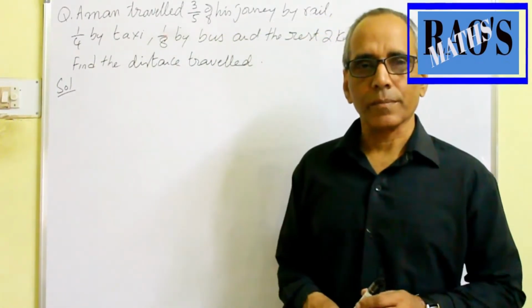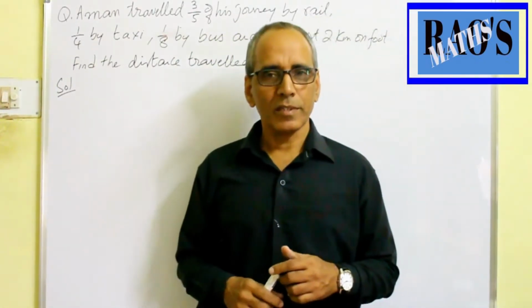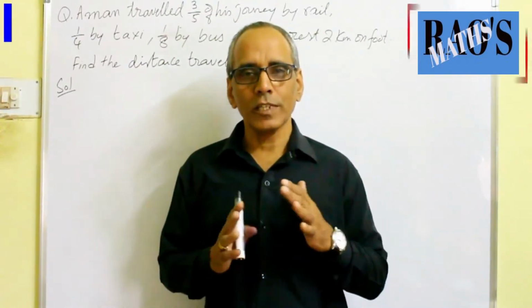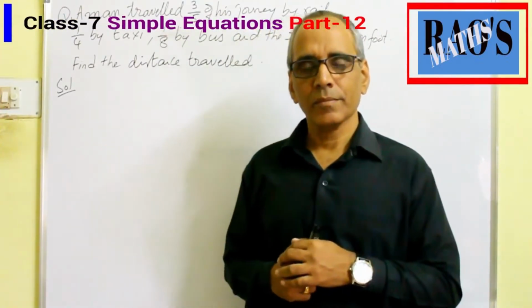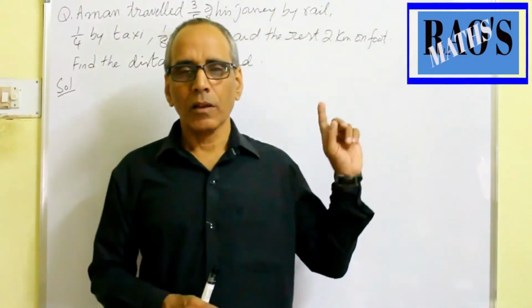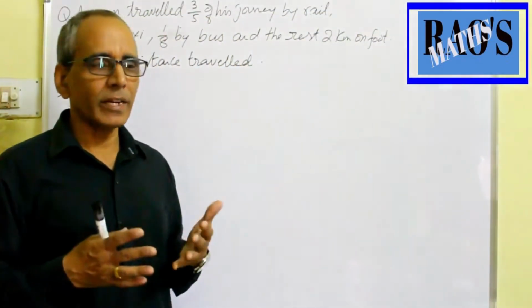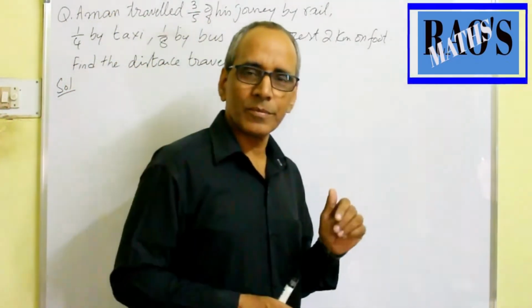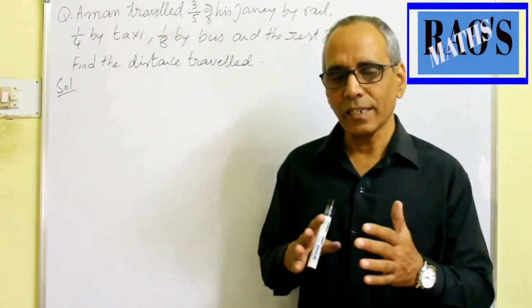Here is the first question. The person travelled 3/5 of the total journey by train and 1/4 of the distance by taxi, 1/8 by bus and the remaining 2 kilometers on foot. What is the total distance he travelled in all?